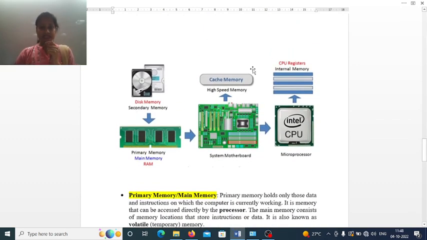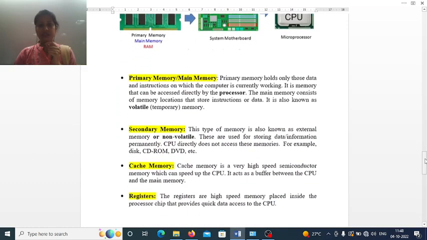Now let us see this picture, which is depicting how the memories physically look like. The secondary memory or disk memory, primary memory or main memory, also known as RAM, the cache memory or high speed memory, and the CPU registers, which are internal memories. So let's see in detail.